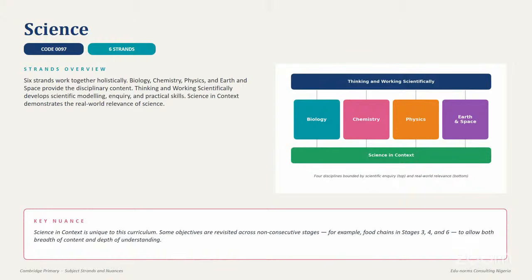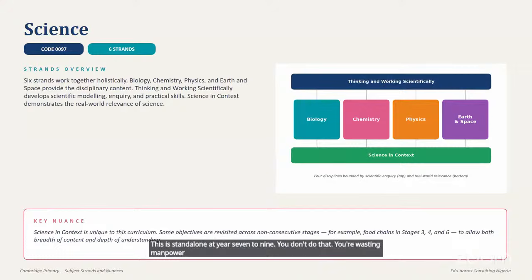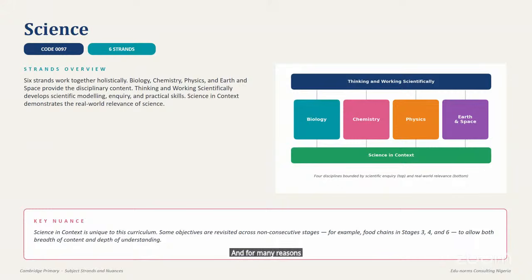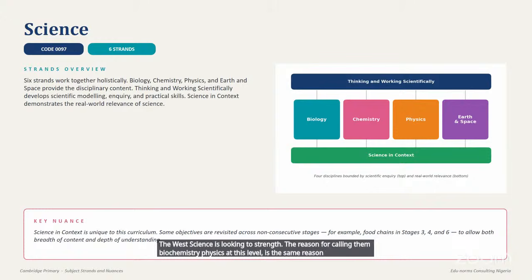You don't teach biology as a standalone, chemistry, physics as standalone at year 7 to 9. You don't do that. You're wasting manpower, you're wasting time, you're wasting energy. For many reasons, they are not yet subjects, they are strands. You teach science as science, one subject, but the way math is broken into strands, the way science is broken into strands. The reason for calling them biology, chemistry, physics at this level is the same reason why math is broken into 6 strands, English is broken into 3 strands for first language and 5 strands for second language.